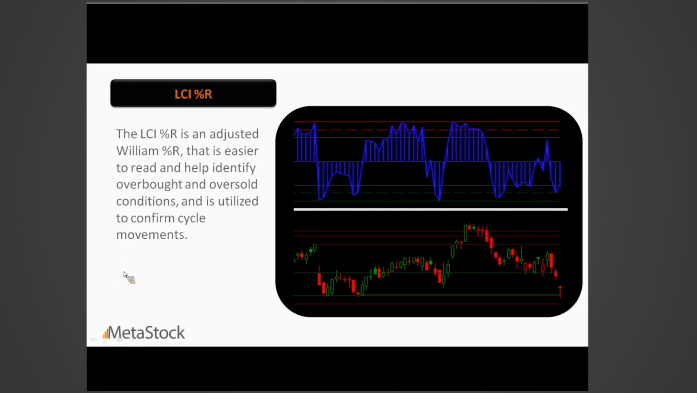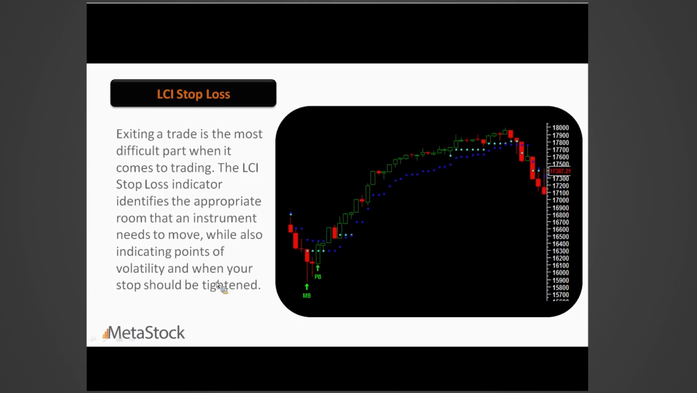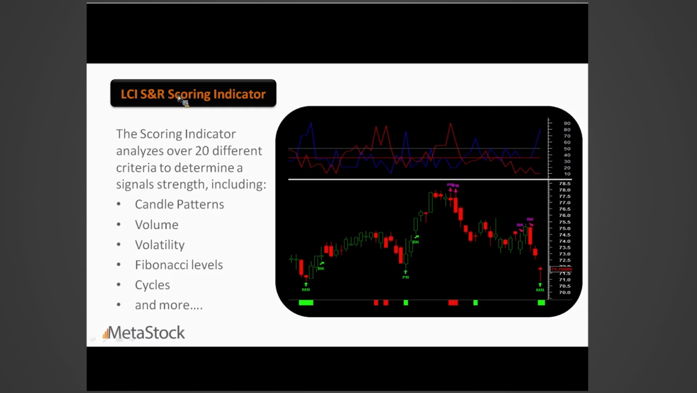He has an adjusted Williams percent R, and he calls it the LCI percent R. It's really easier to read and identify your overbought and oversold conditions, and really identify the cycle of that particular trend as well. You have your stop loss indicators that are built in on the template automatically. These little dots here are your stop loss indicators, and it also identifies those in the commentary window too. So you can scan and actually rank on this as well, and in the exploration it actually will set those as one of the scores or one of the columns in the Explorer.